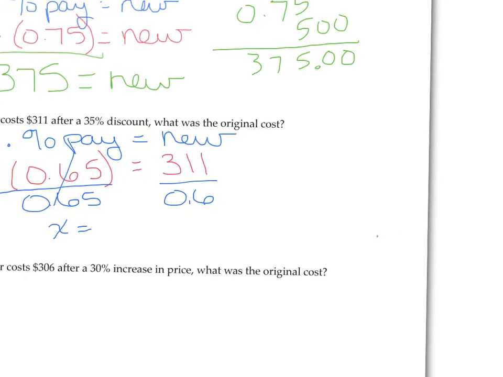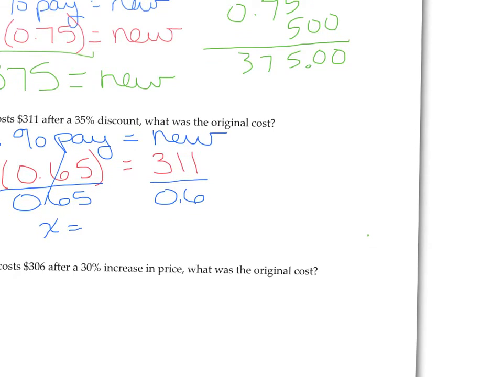We can go over here to the side. What are we dividing? 311 divided by 0.65. Okay, you can divide that out. It ends up coming out as 478.46, rounded to the nearest cent.